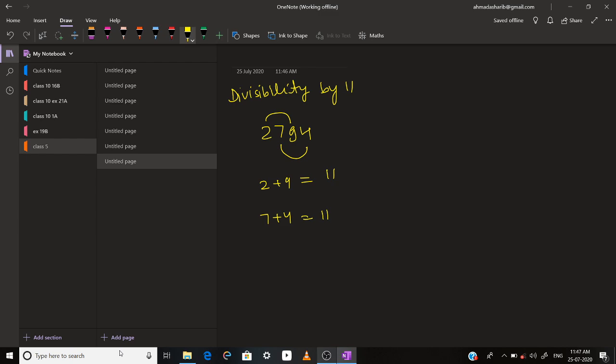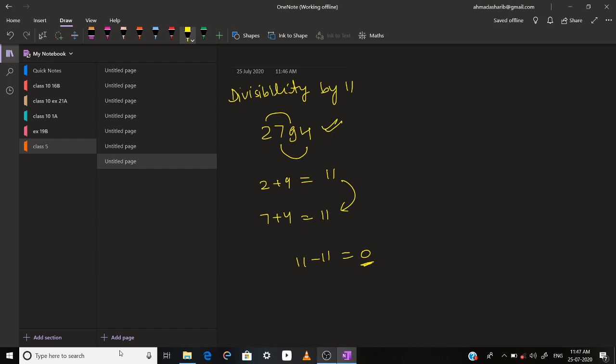Now we will find the difference of the sums. 11 minus 11 is 0. If the difference is divisible by 11, then the whole number will be divisible by 11. So we can say that 2794 is divisible by 11.